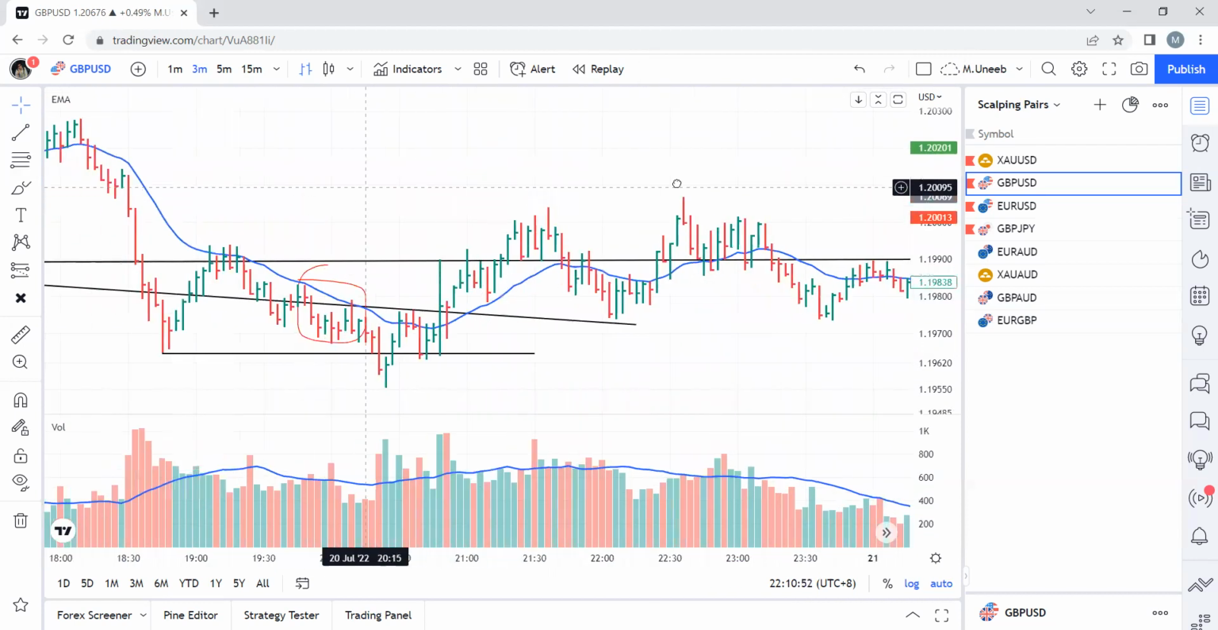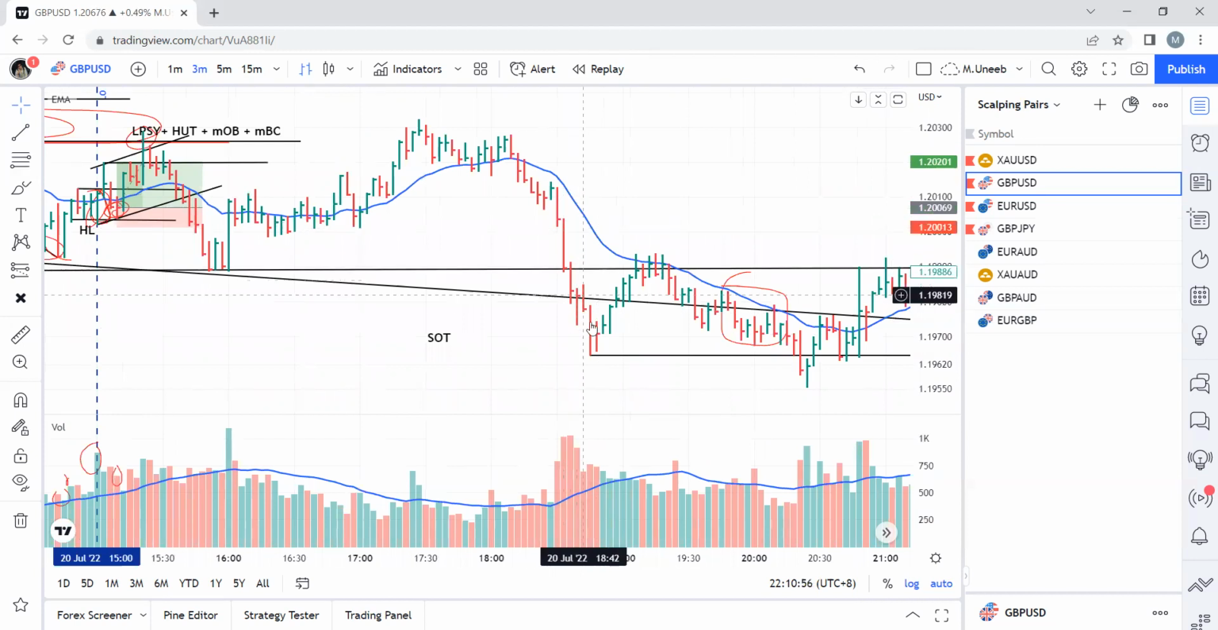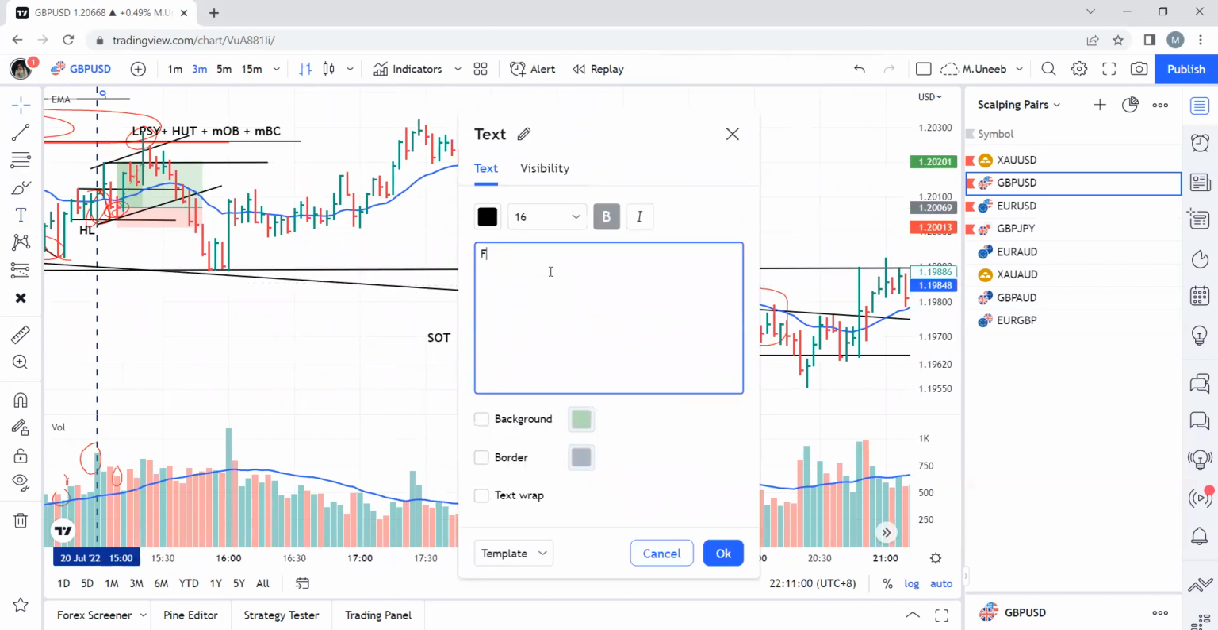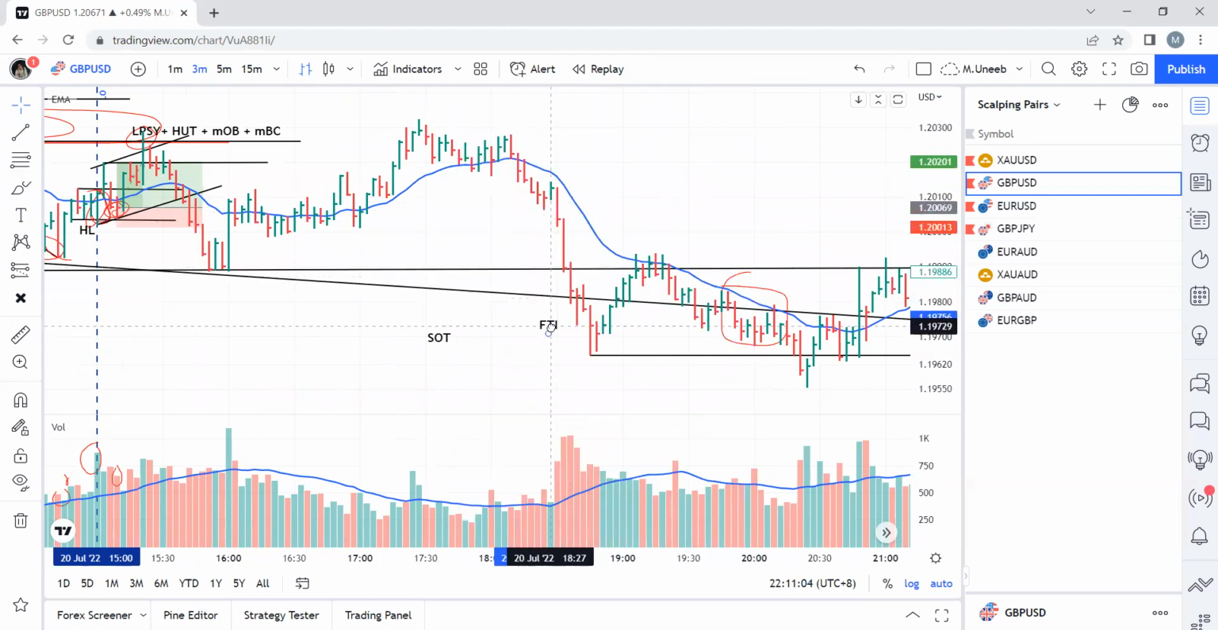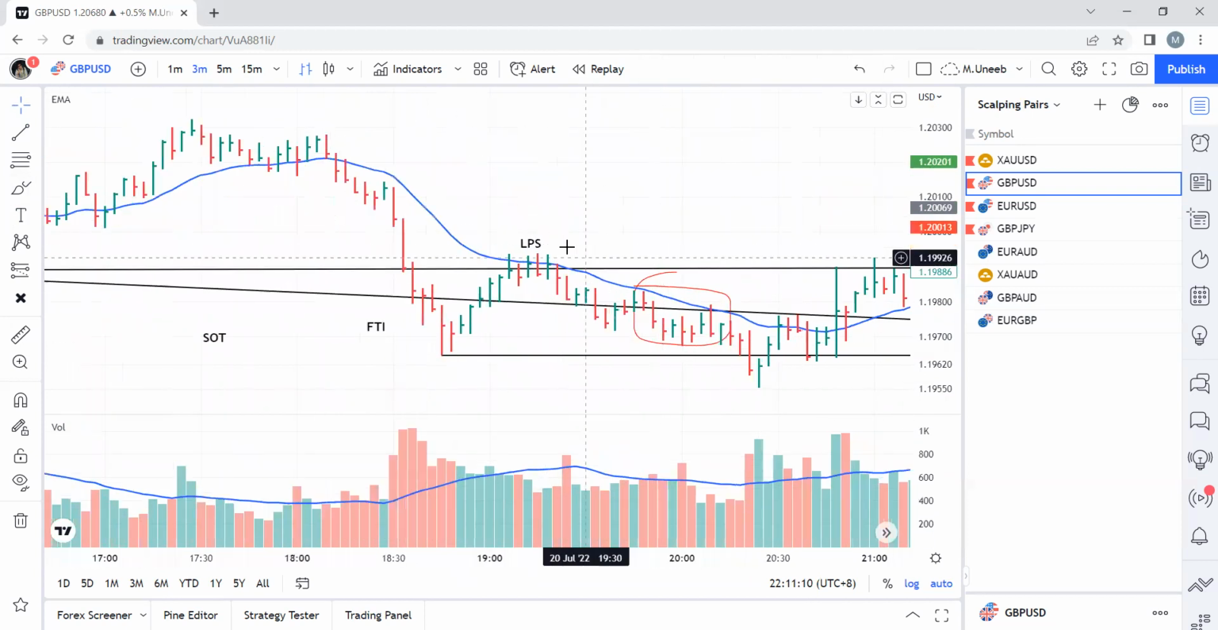And what happens? The price has jumped, falling through ice, right? Falling through ice of London low, FTI of London low. And then what do we see here? The reaction, which is LPS. And LPS we formed here, and the price went in this direction. LPSY, sorry.